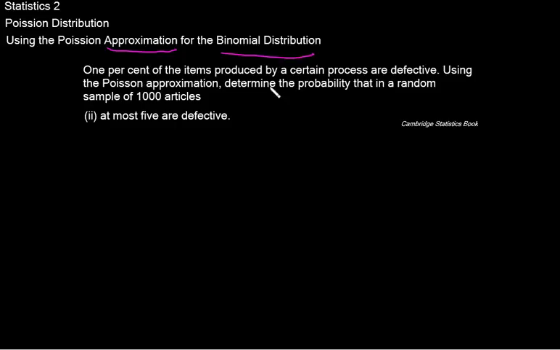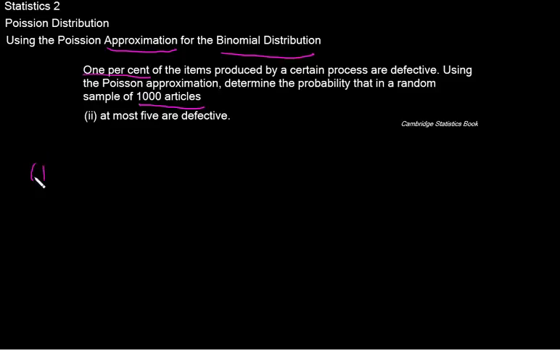So let's just say we have a question. The question says that 1% of the items produced by a certain process are defective. Using the Poisson approximation, determine the probability that in a random sample of 1000 articles, at most 5 are defective. Now, the probability that a certain item is defective is 1%, which is quite low.